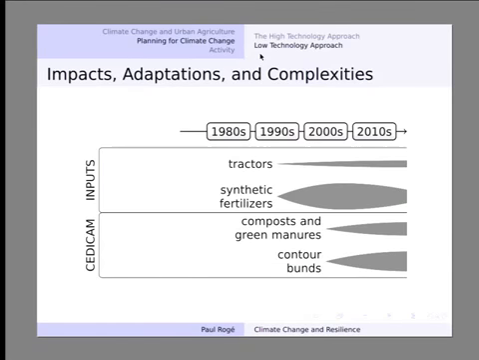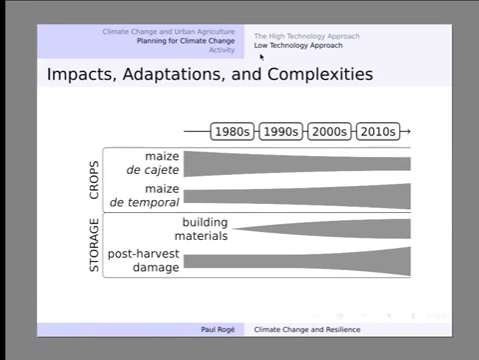And the interventions that SETICOM, the organization that I worked with, focused mostly on composting and green manures, as well as soil conservation strategies. We've seen a reduction in cajete maize, an increase in temporal maize, and increasing post-harvest damage with the introduction of these subsidized building materials that change the temperature of where the grains are stored. So a lot of interesting dynamics happening.